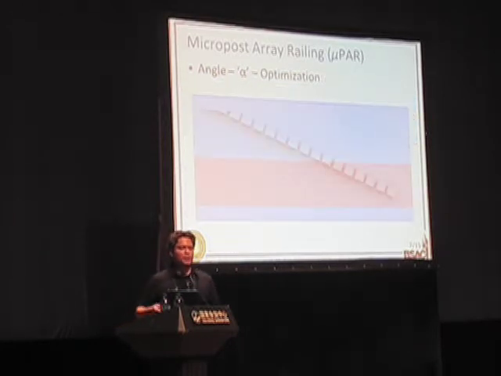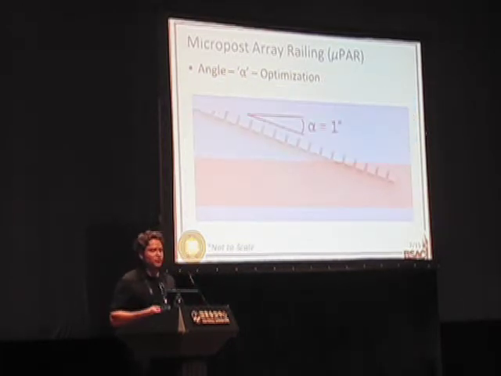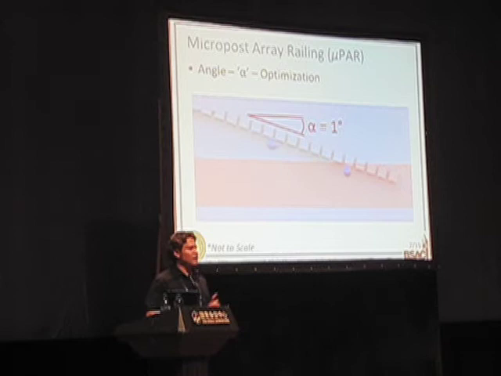And so, simply by shrinking this angle even further, specifically to 1 degree, which is not to scale, we were able to ensure that microbeads were never immobilized at the gaps between microposts.